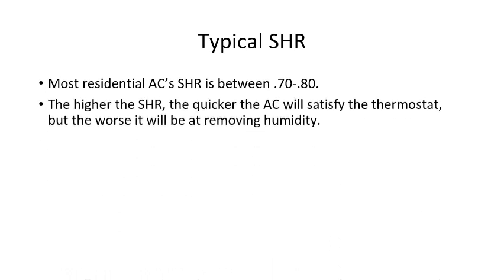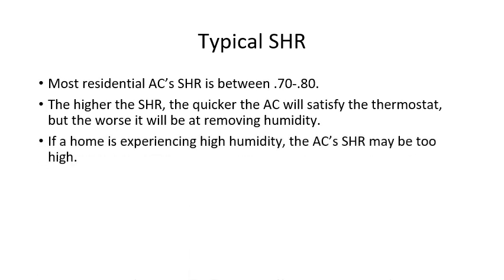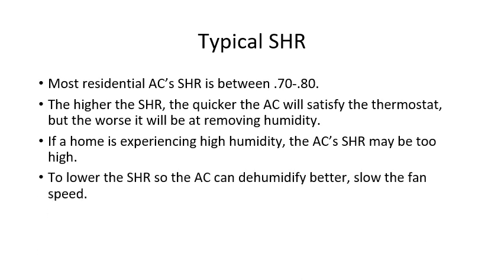The higher the sensible heat ratio is, the quicker that system will satisfy the thermostat, because it's removing more sensible heat than latent heat. So it's taking temperature away from the house, but it won't be very good at removing humidity. So if a home is experiencing high humidity, that may mean that the AC's sensible heat ratio is too high. It's satisfying the thermostat before it can run long enough to remove humidity.